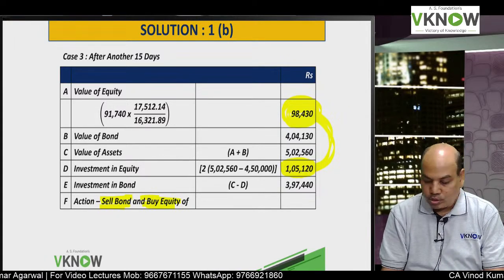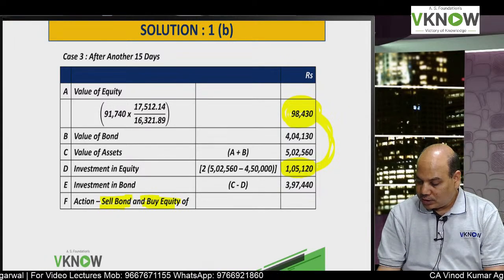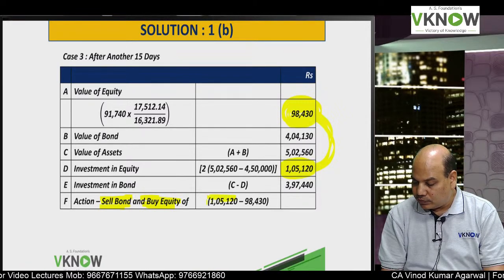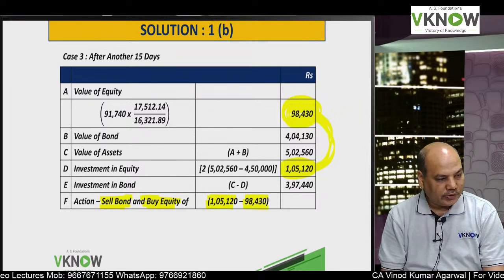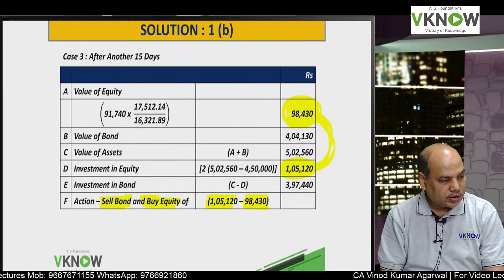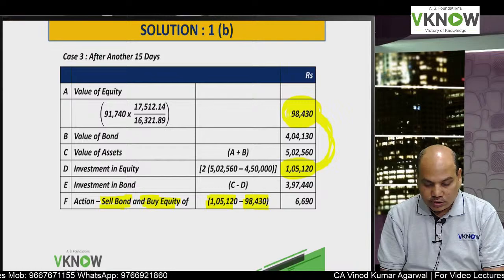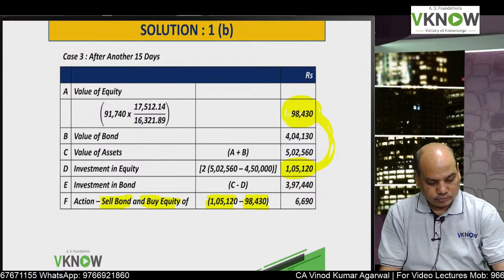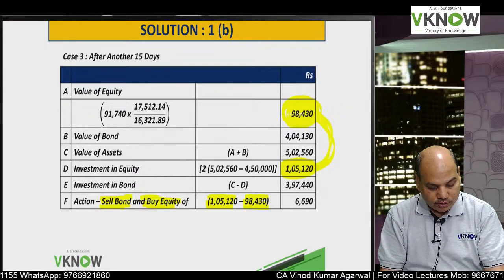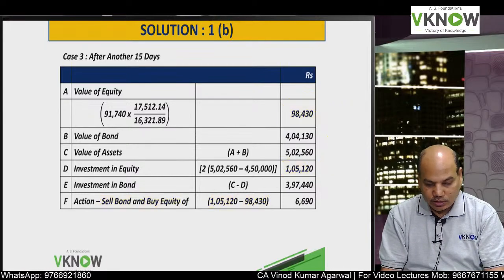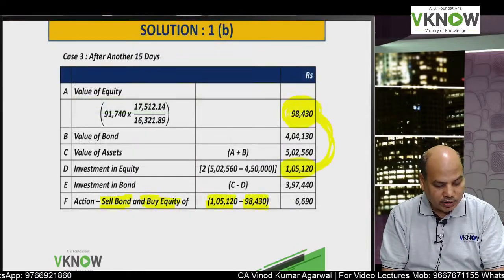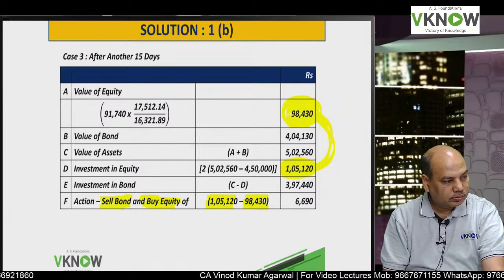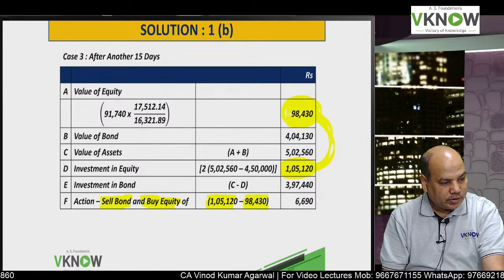So what is the value of equity you will buy? Take the difference. 1,05,120 minus 98,430. Yes, come on. 6690. Check the answer. Is it 6690? Six six nine zero is right.